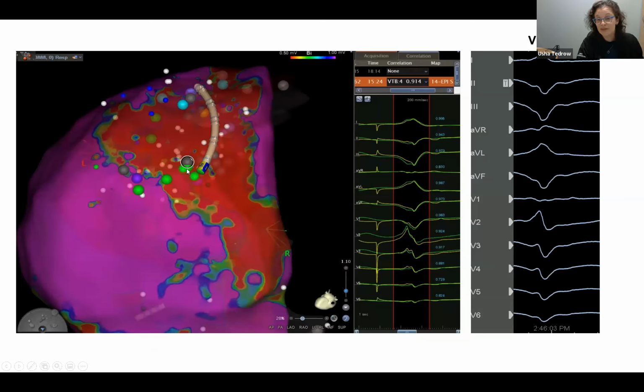So on these, we then mapped this area, which is pretty high up on the lateral wall. And when we paced there, we actually got that left bundle superior axis VT2, which is pretty amazing, with a little bit of stim to QRS delay. So it's probably taking a course around the scar along the mitral annulus and then exiting out more septally, because you'd think with it being positive in 1 and AVL like this, that it would be on the septum.